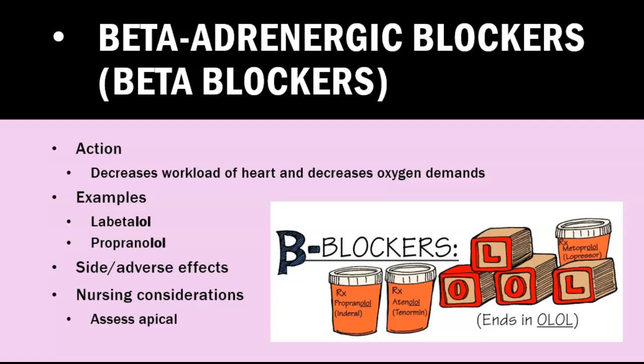Your side and adverse effects, your beta blockers are going to decrease heart rate and blood pressure. So you definitely do not want to give a beta blocker if the patient's heart rate is already low. Usually if the heart rate is below 60, you'll hold the beta blocker. Now it's going to be different for each patient, different for each facility, different per each doctor. Sometimes it's 50, sometimes it's 60. So make sure that you know when you're administering beta blockers when you need to hold that beta blocker.